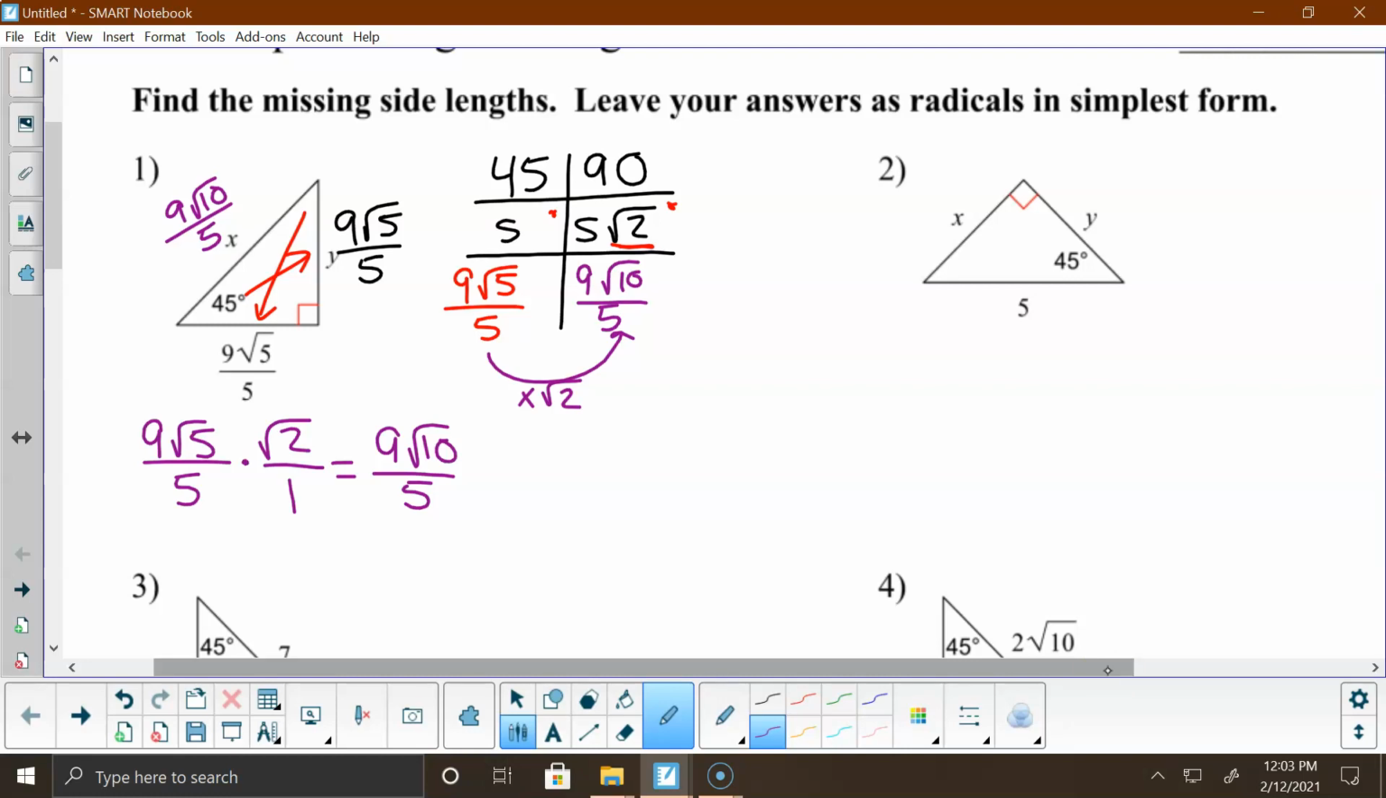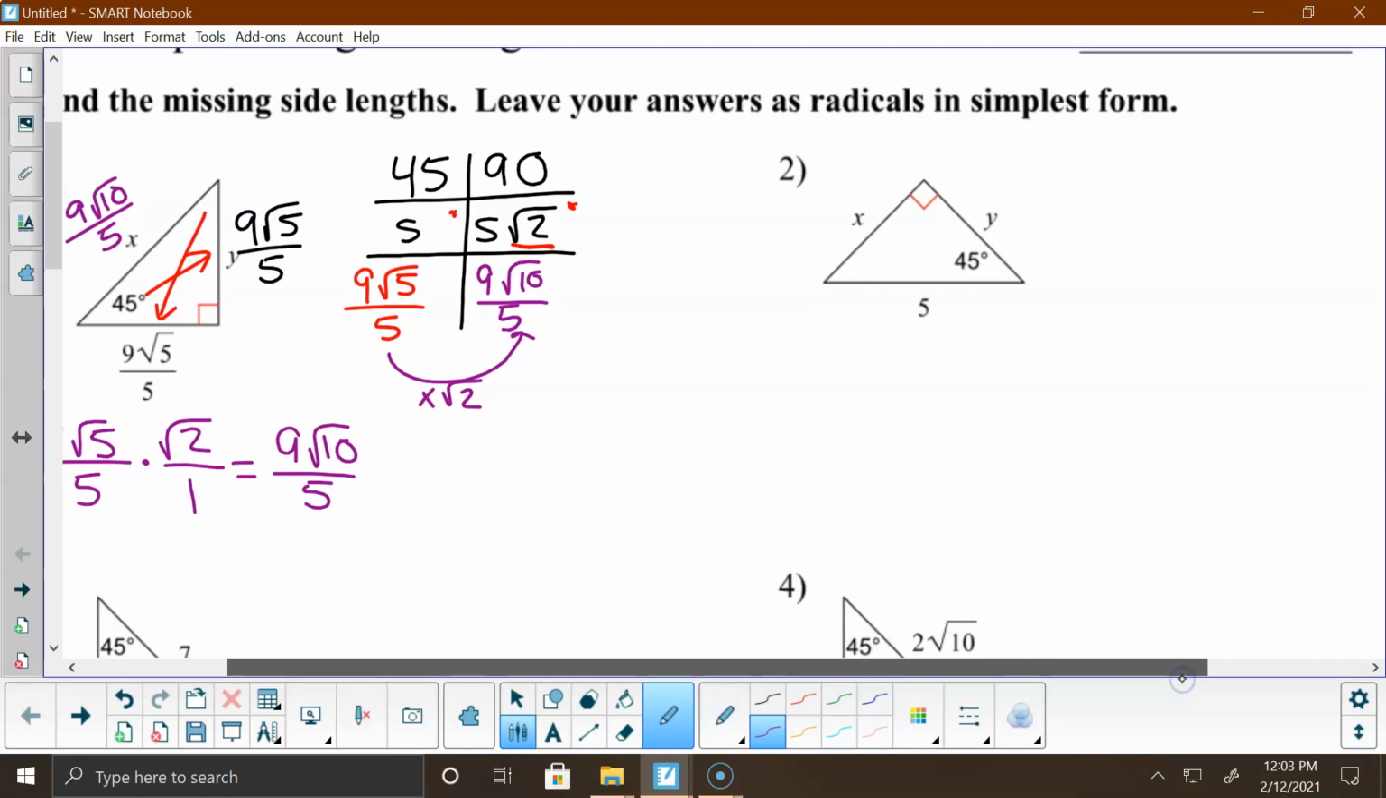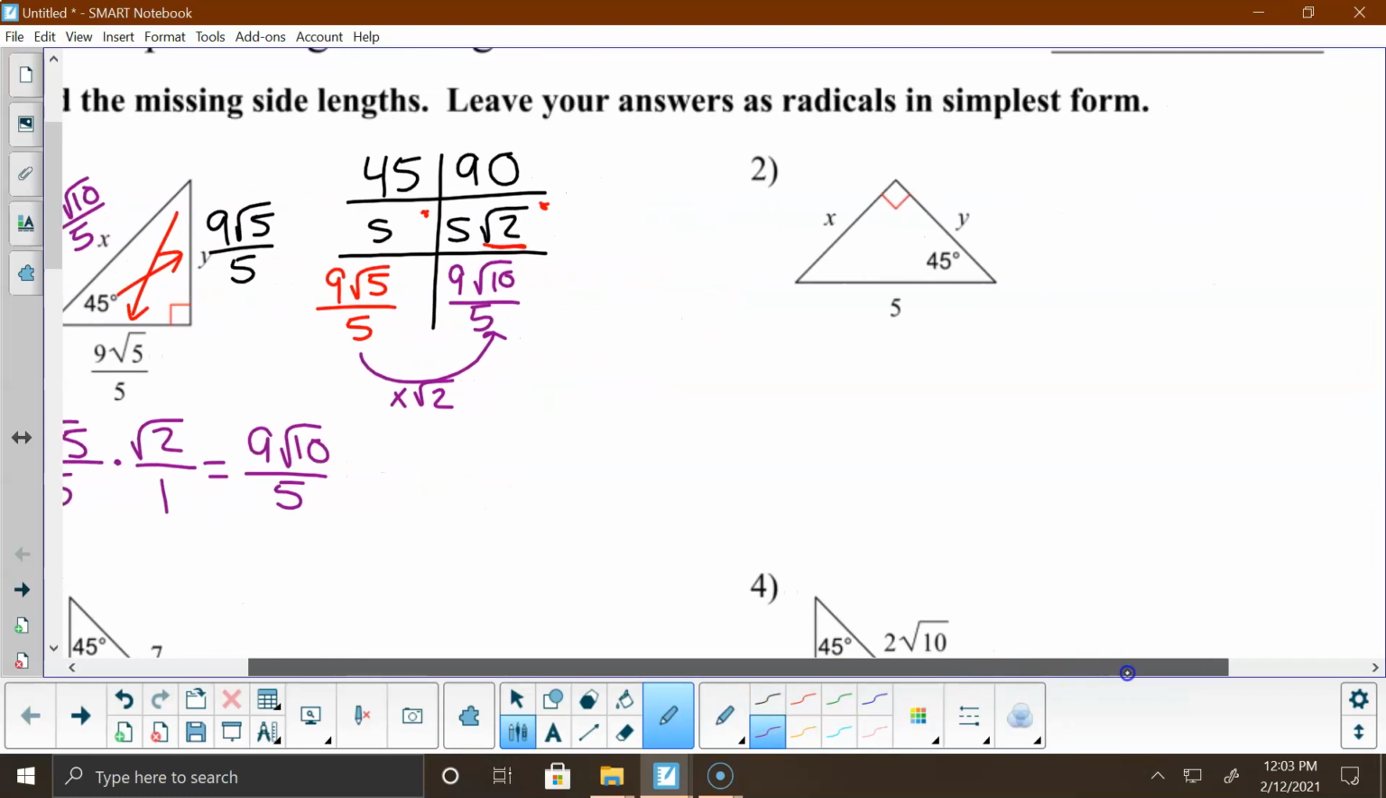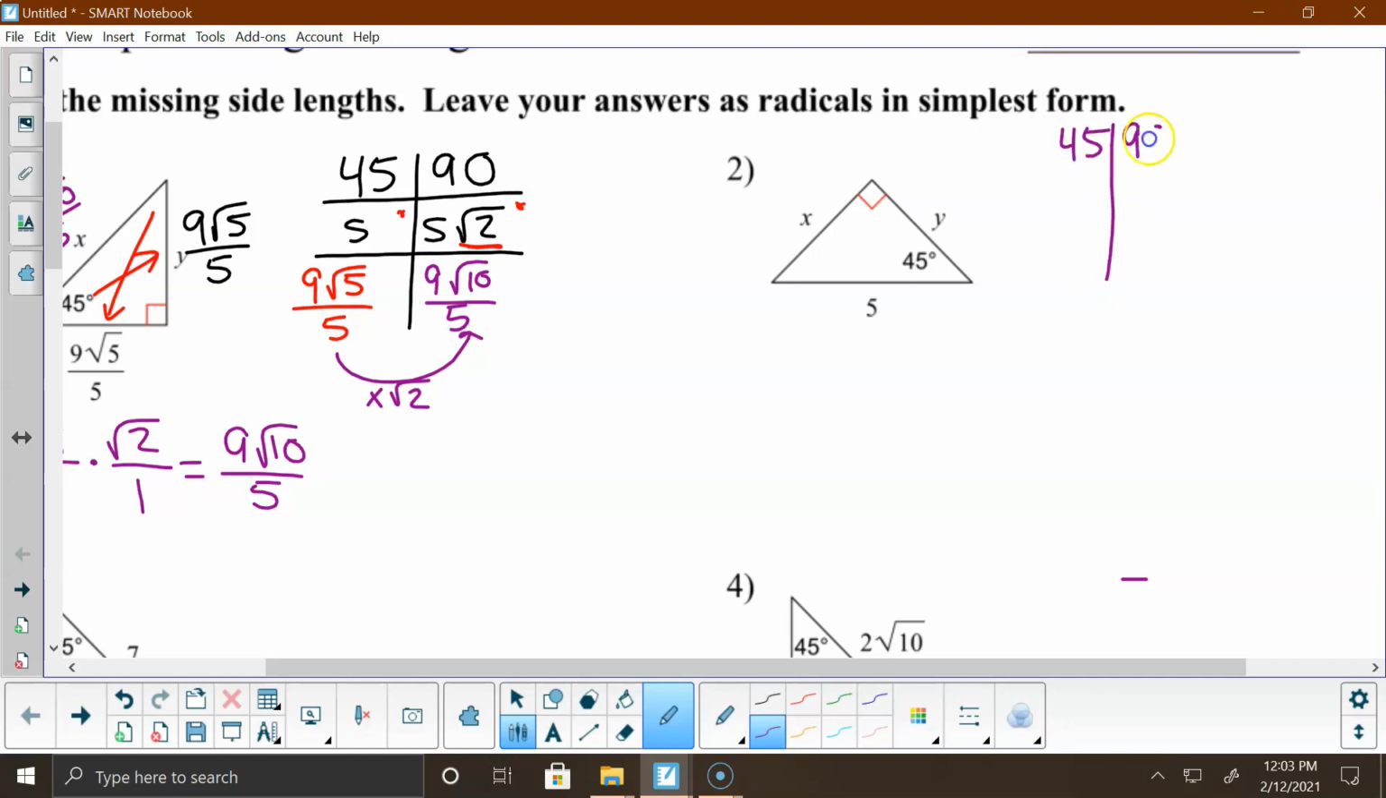All right, ready for number 2? So for number 2, I'm going to make my same table. 45, 90, side 2. All right, so what number did they give me? Did they give me a 45 or a 90? They gave me a 90. It's directly across from my right angle. Okay, so that's how I know.